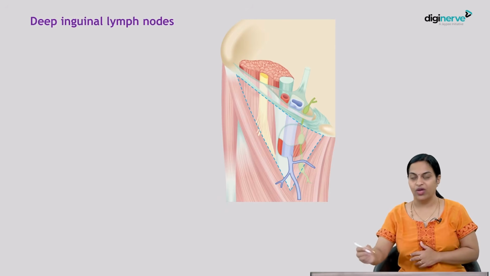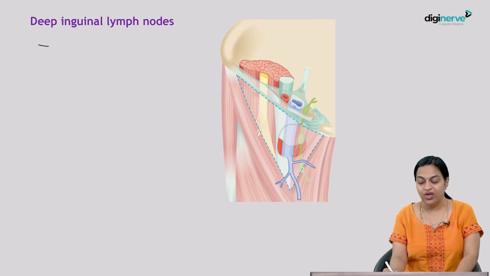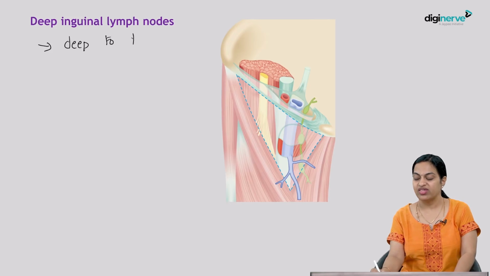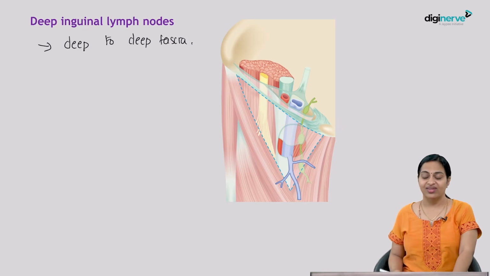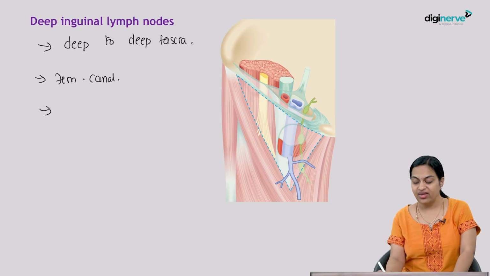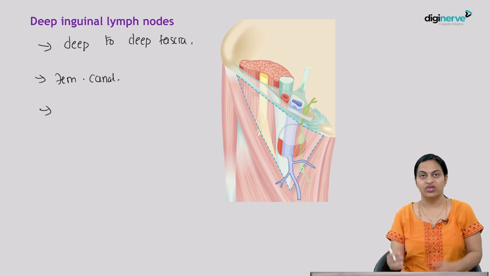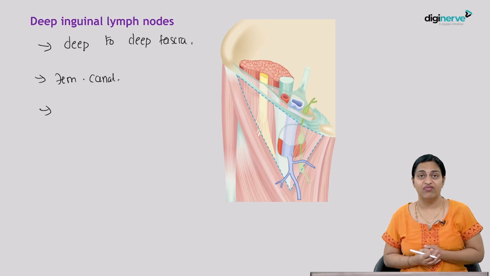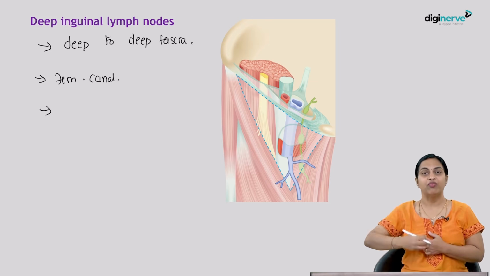Now, let us do the deep inguinal lymph nodes. The deep inguinal lymph nodes are situated deep to the deep fascia, and they are present in relation to the femoral canal. They drain the deep tissues, whatever lies deep to the deep fascia, and accompany the deep veins.